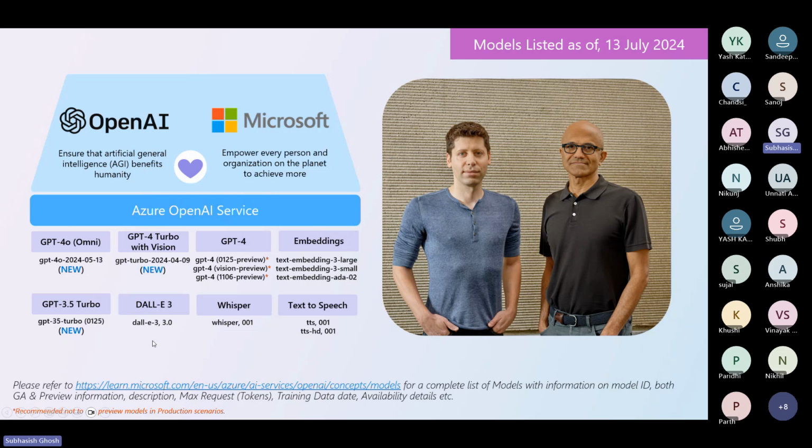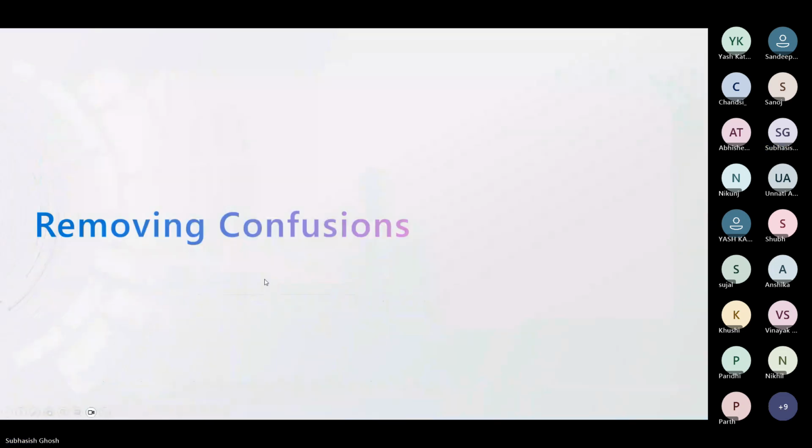Again, this is as of today, but this sheet keeps on changing. So please refer to the live documentation for all the updated info. Those OpenAI models which get onboarded onto the Azure platform are referred to as the Azure OpenAI Service models, and they're available to use for enterprise customers.